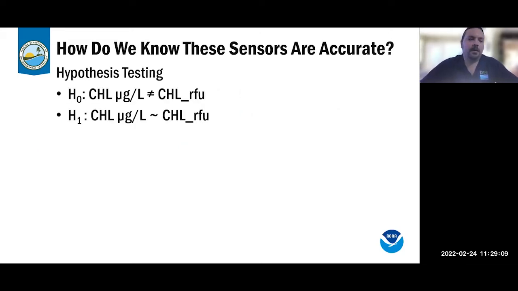And so to define our experimental hypotheses, our null hypothesis is that the chlorophyll fluorescence sensor data does not correlate with the extracted chlorophyll concentrations. Our primary hypothesis is then that the chlorophyll data does correlate with the extracted concentration of chlorophyll within the water.